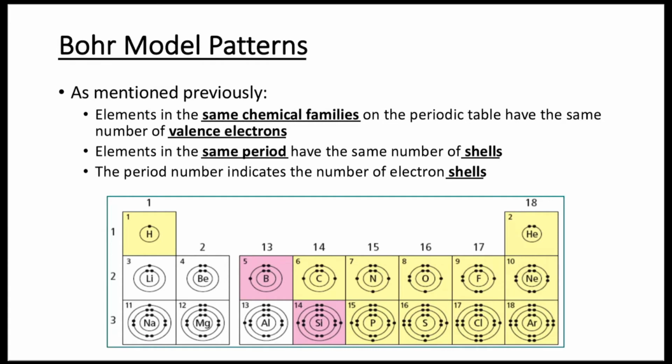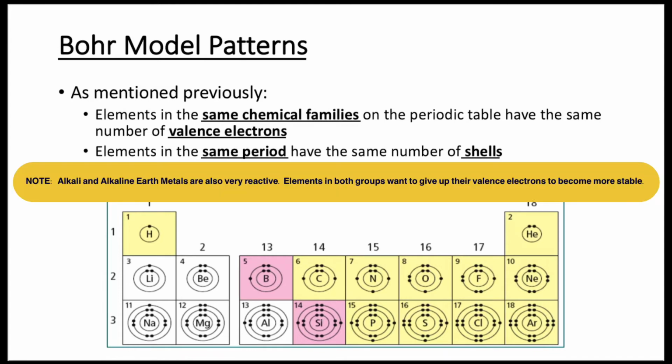Nitrogen and phosphorus have 5. Oxygen and sulfur have 6. And then we get into our halogens. So fluorine and chlorine have 7, so an almost full valence shell, making them very, very reactive because they want to gain 1 more electron. So these all have 7.